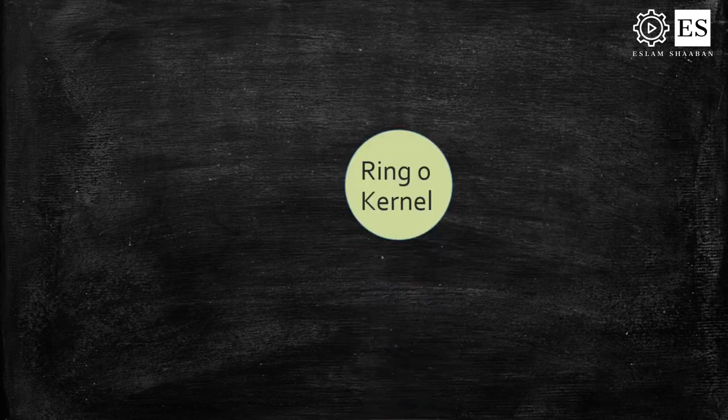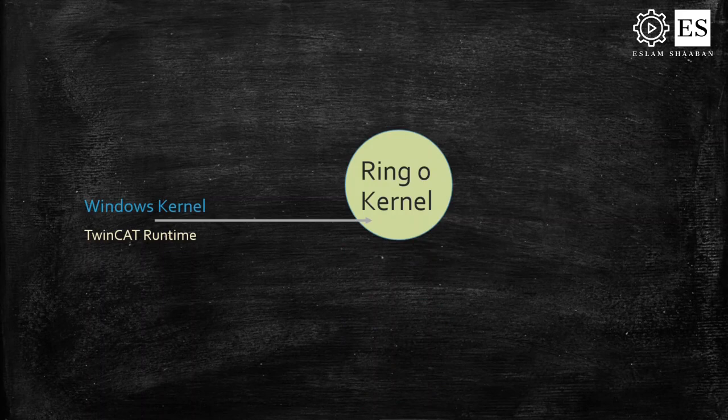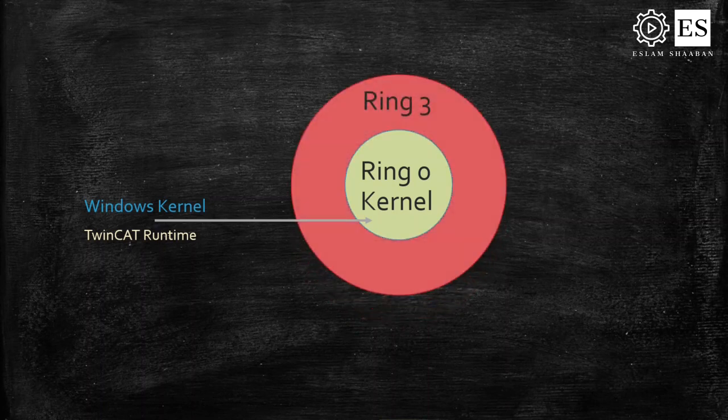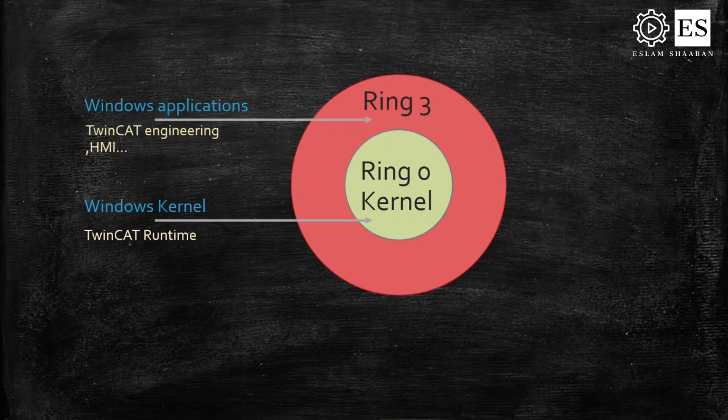To better understand this, you need to know the execution modes of Windows. Windows has two execution modes, called rings: ring 0 and ring 3. Ring 0 is kernel mode, which is where all drivers and some internal Windows code run. And ring 3 is user mode, which is where normal Windows applications run. The TwinCAT3 runtime also runs in ring 0. That means TwinCAT gets direct access to the hardware resources.